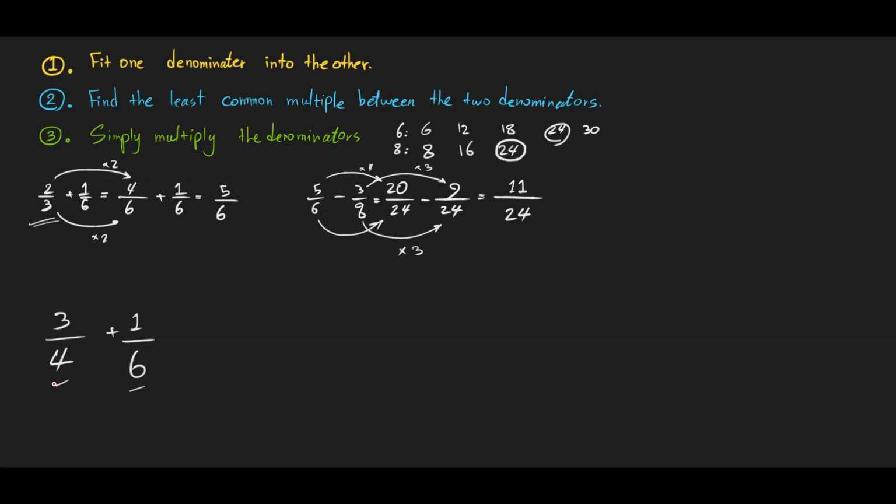So what you're going to do is take this 4 down here and use it to multiply the numerator and denominator of the other fraction. And then take this 6 here to multiply the numerator and denominator of the other fraction. So 3 over 4 becomes 18 over 24, since 3 times 6 is 18 and 4 times 6 is 24, and 1/6 becomes 1 times 4 is 4, and 6 times 4 is also 24. So both of our denominators are now the same and we can easily add them.